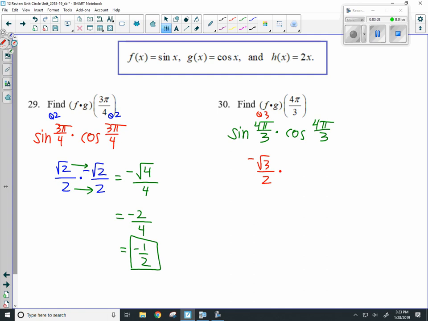Cosine at all of the over 3's is a half. But again, we're in the third quadrant, so it'll be negative. Multiply straight across. So we get a positive radical 3 over 4.